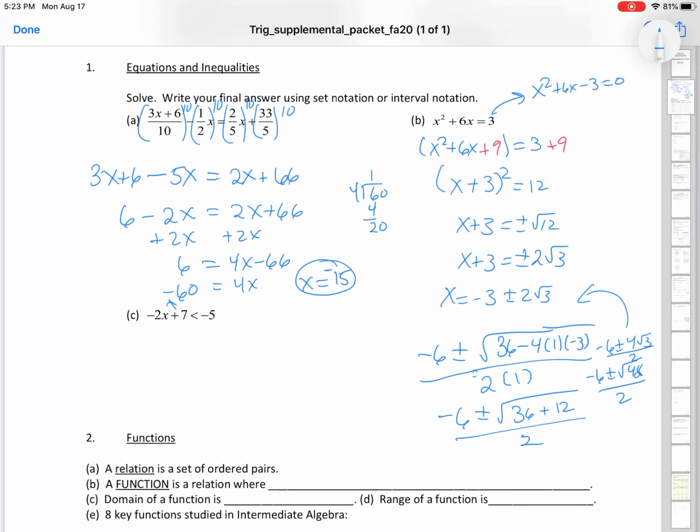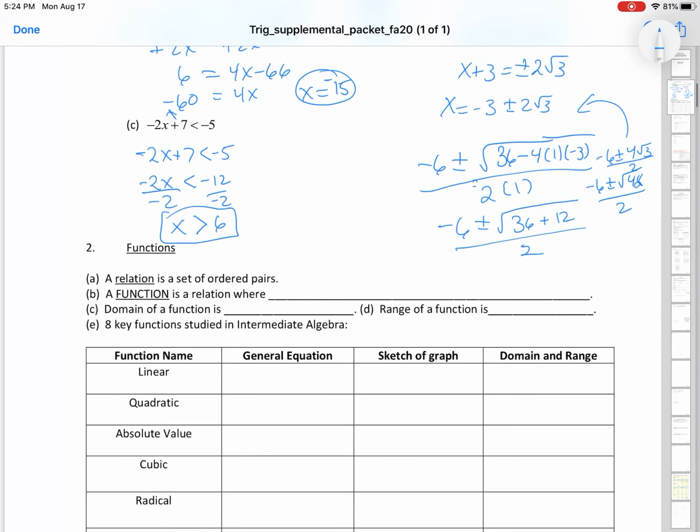Inequalities, if you remember inequalities, you would have had to isolate the x. This is just a nice linear inequality. So we would get the x's all by itself. But what we wanted to remind you of is when you divide by a negative, you flip the direction of that inequality, and your answer is x is greater than 6.